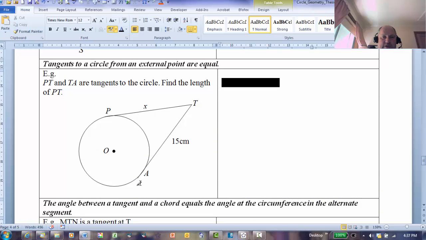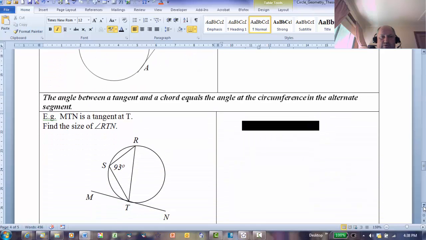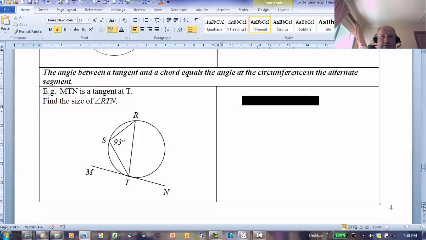So this is theorem number 7, that this segment here of the tangent, this is the tangent at A, is 15 centimeters, and this segment here from P to T of a tangent, P is obviously a tangent point, they intersect at point T, so those two segments are equal in length, so x is equal to 15 centimeters because the two lines are equal. Let's go on to the third one here, about the angle between a tangent and a chord equals the angle at the circumference in the alternate segment.